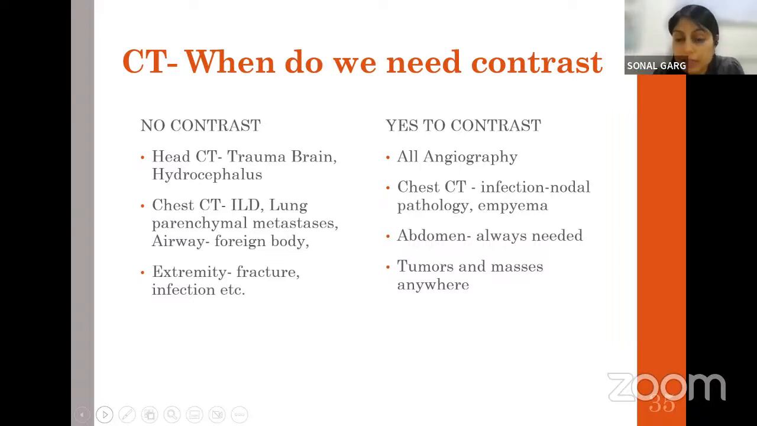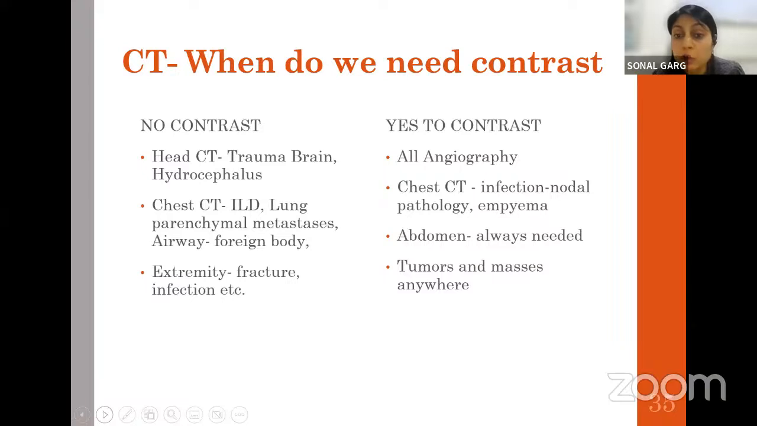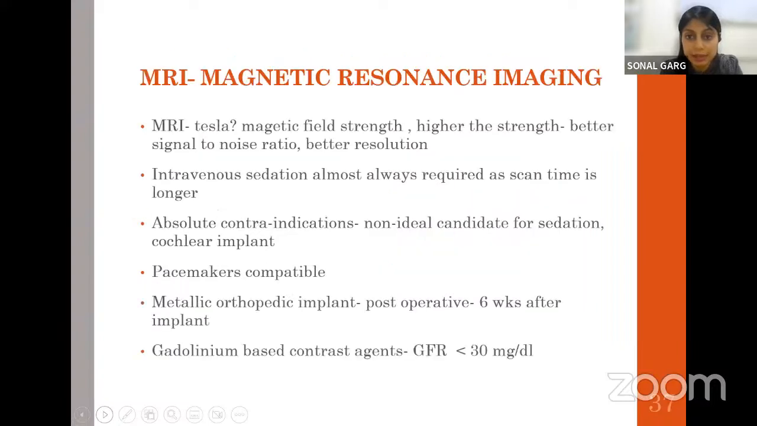But you do need a contrast enhanced scan, of course, as I mentioned, in all forms of CT angiography. In chest CT, when you are suspecting a nodal pathology or infection, so you're suspecting enlarged neck nodes, mediastinal nodes, or abdominal nodes, we need to give contrast to see if there is any necrosis within these nodes, to delineate the nodes well. Again, in empyema. In the abdomen, typically always when we are doing it for bowel screening or appendicitis or any other inflammatory or infective pathology of the bowel, as well as tumors, masses, anywhere within the solid organs, we nearly always need contrast to do a good structural scan.